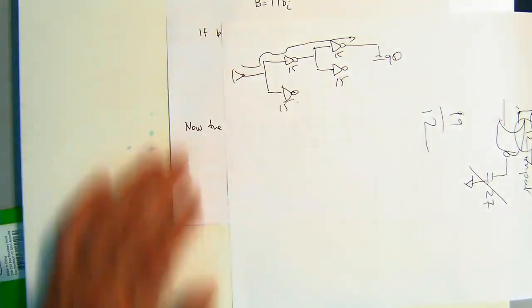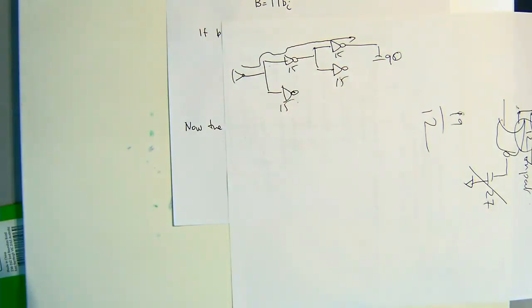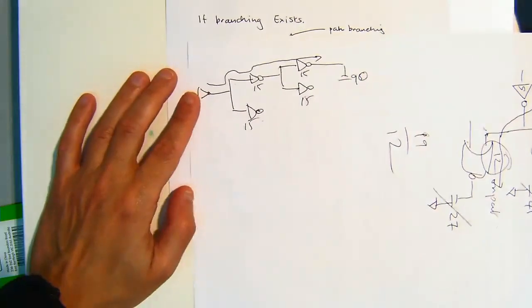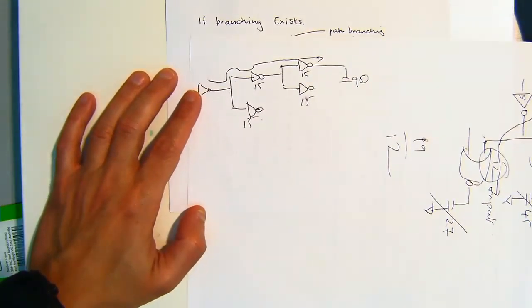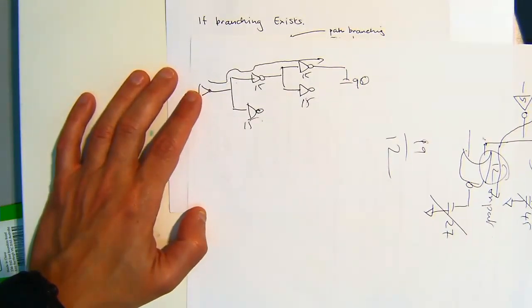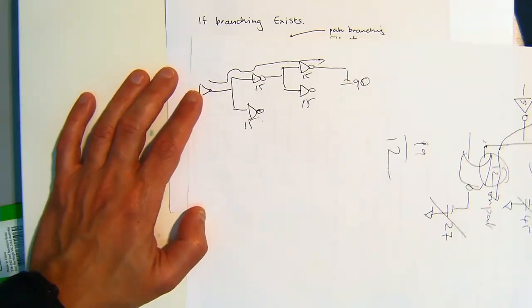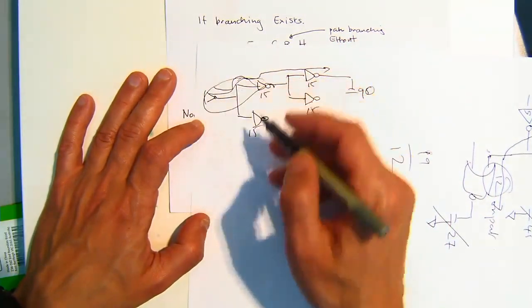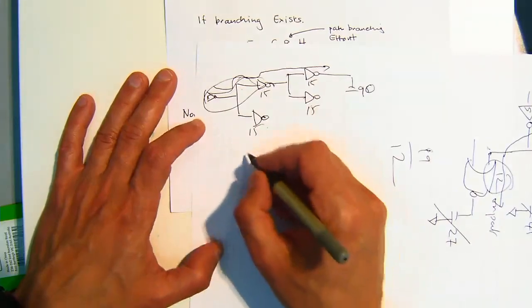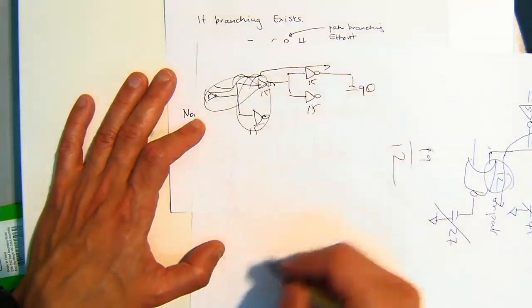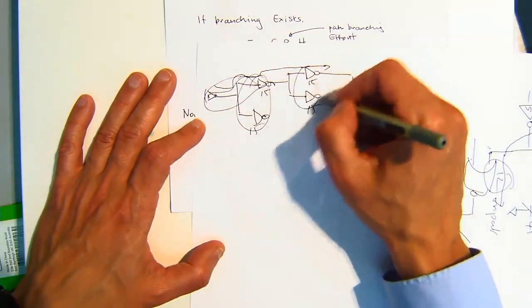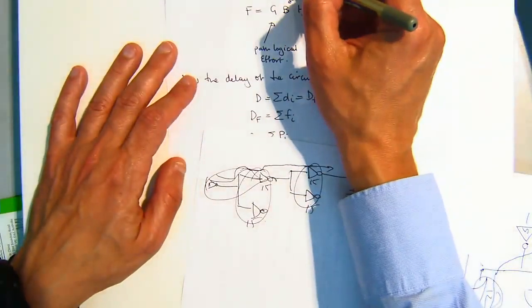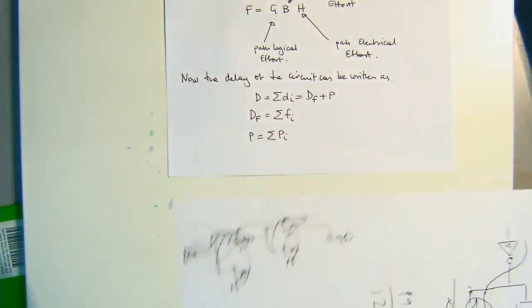What would we expect the total branching effort for this path to be? 2 or 4? 4. Because it's 2 here, since there's one branch here and it's 2, and then there's another 2 here. So it's the product. Good.